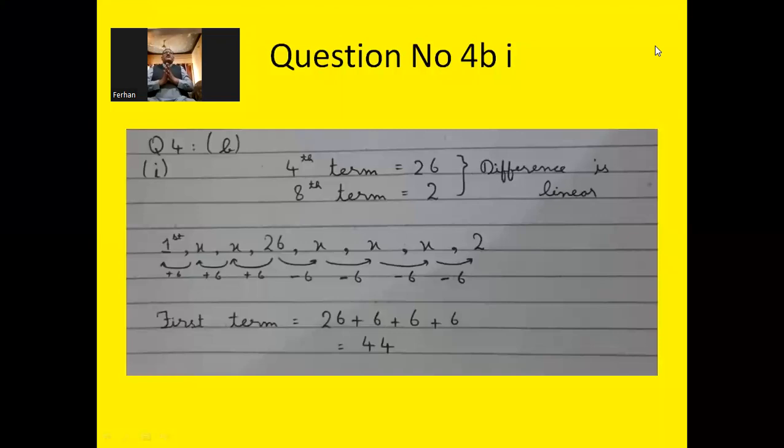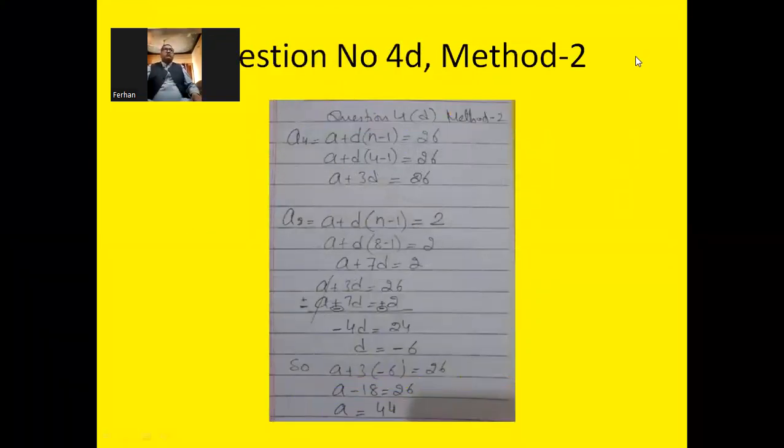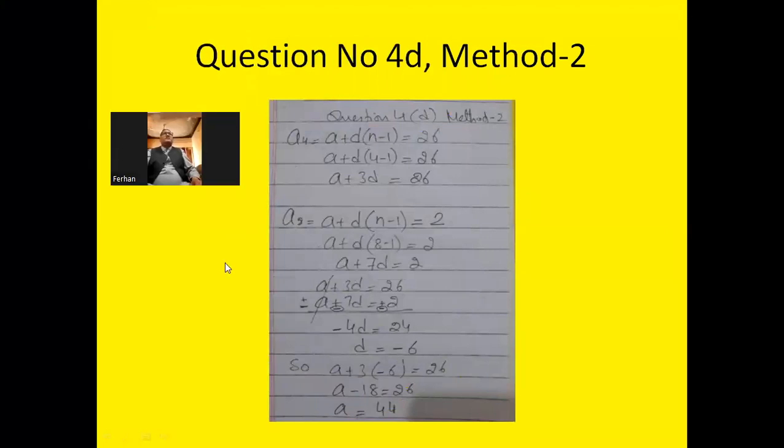So my dear students, now I will show you the second method to do this, and that is by the help of simultaneous equations. So here we go. The fourth term was 26. The formula for the nth term for a linear sequence is a plus d bracket n minus 1. We don't know a, we don't know d, we know n is 4 because it's the fourth term. So I will write a plus d bracket 4 minus 1, 4 minus 1 is 3. So a plus 3d is equal to 26.